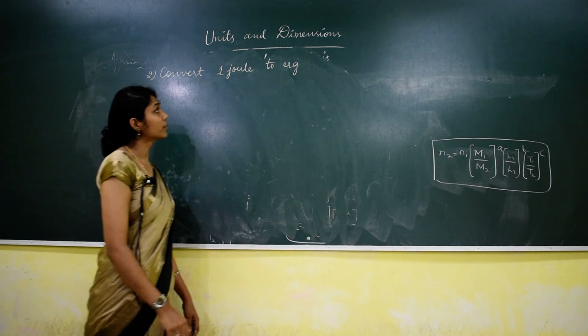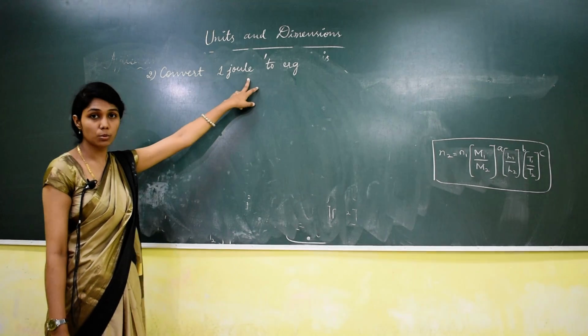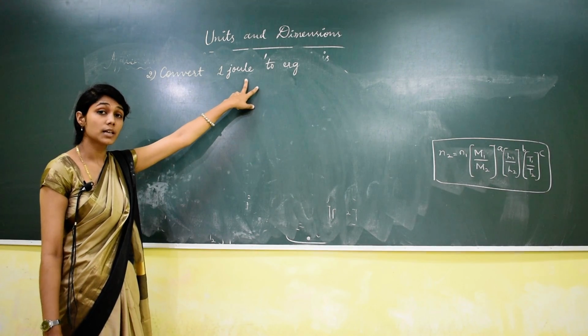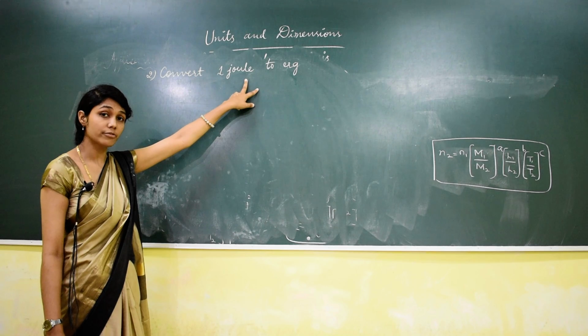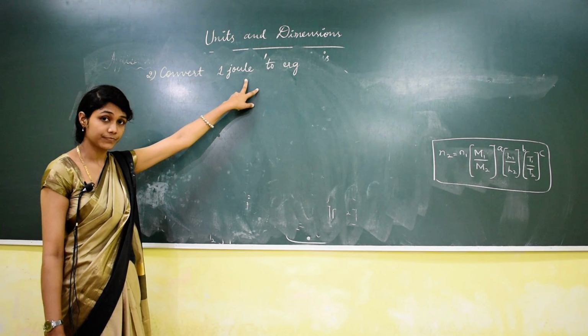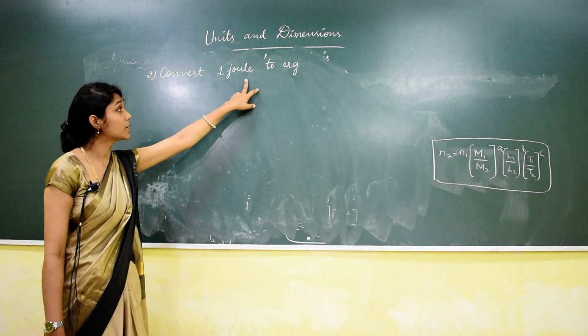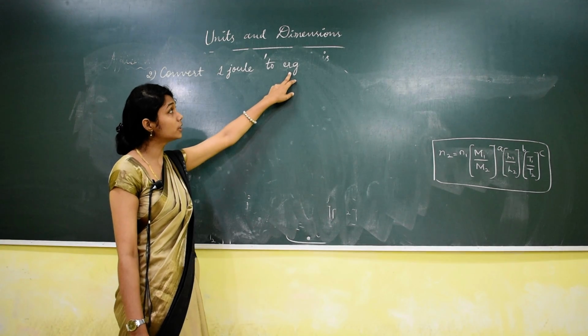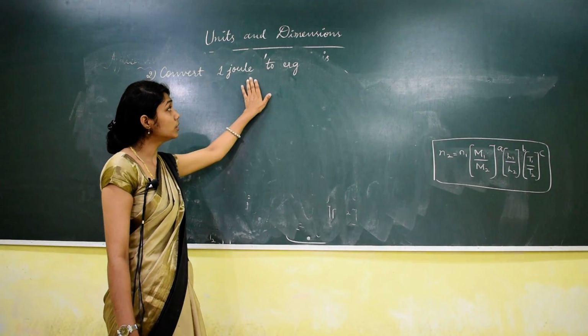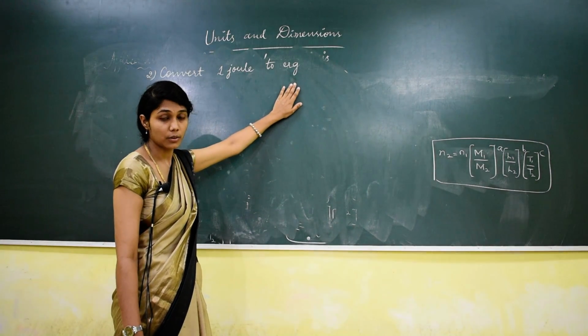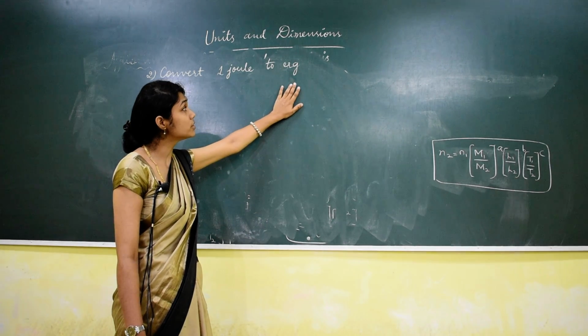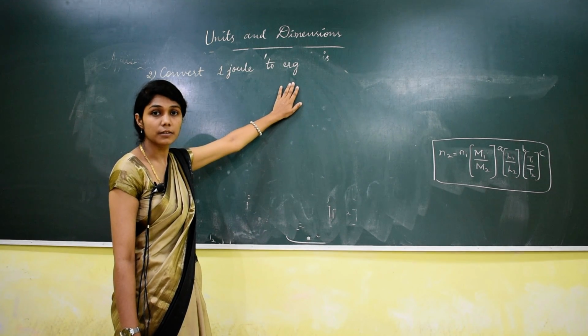See here, 1 Joule. Joule is the SI unit of work or energy. So here you have to convert the SI unit into CGS unit. The unit of energy in CGS unit is erg.